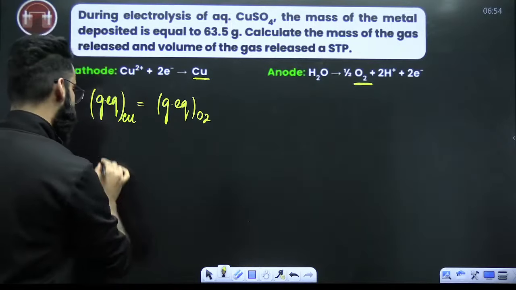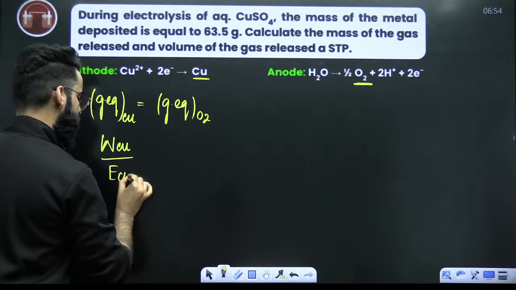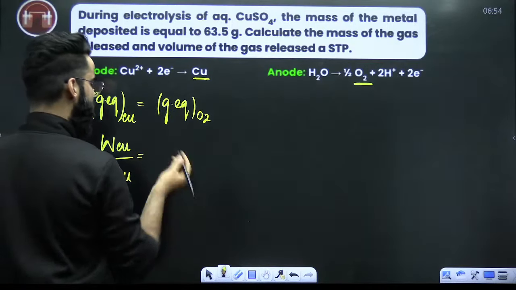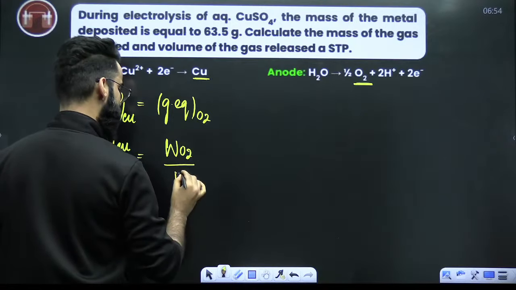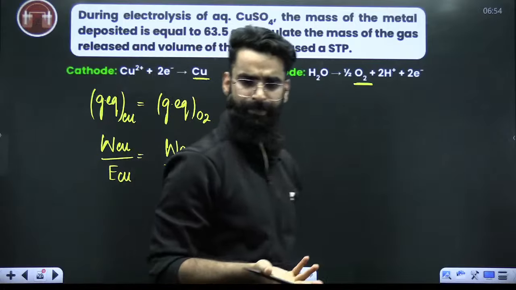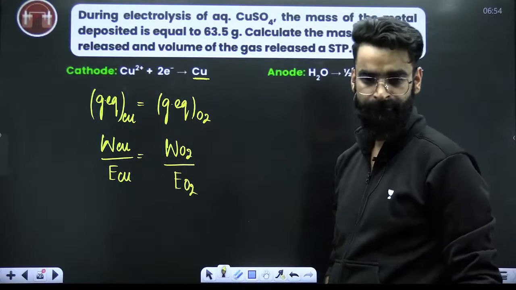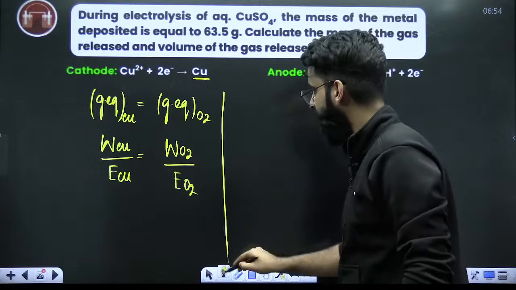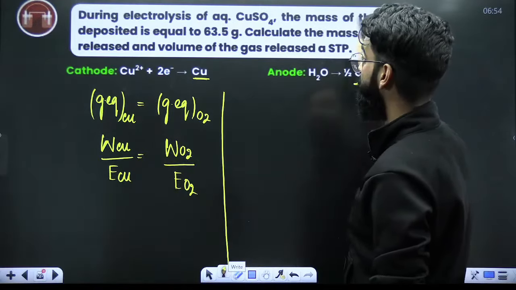Gram equivalents of copper can be written as mass of copper deposited divided by equivalent mass of copper. Similarly, gram equivalents of O2 produced will be equal to mass of O2 produced in grams divided by equivalent mass of O2. Yeah, I think we are done. Aren't we done? Now, my dear students, try to understand. What is the mass of copper which is being deposited? Calculate the mass of gas released.